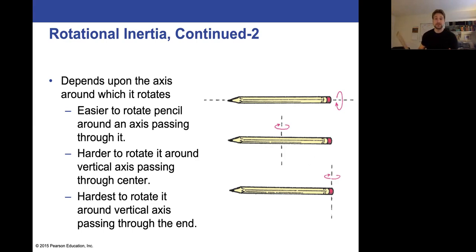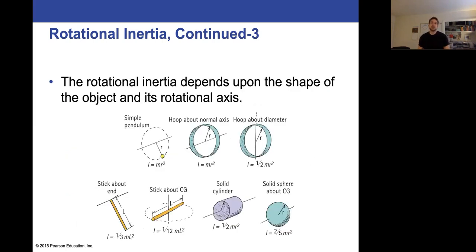It's the same mass, but we are also interested in how it's distributed relative to the axis we're trying to get it to rotate around. Most geometrically symmetric objects, we can calculate their rotational inertia.